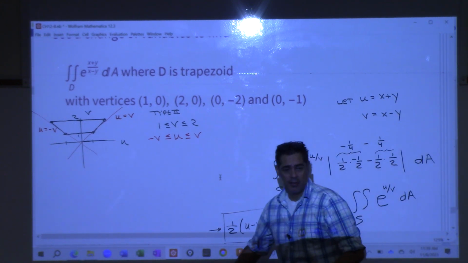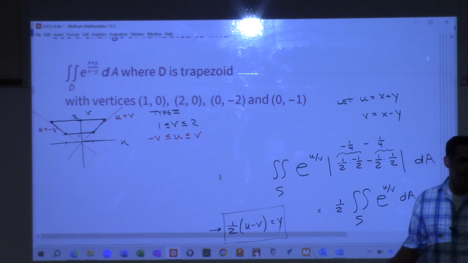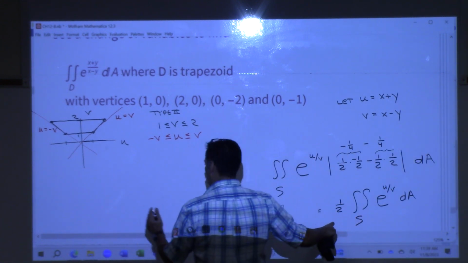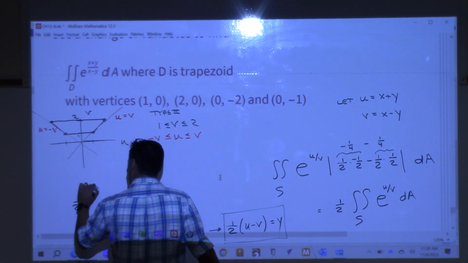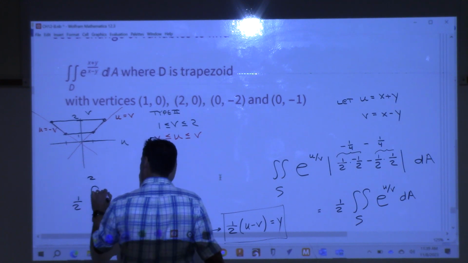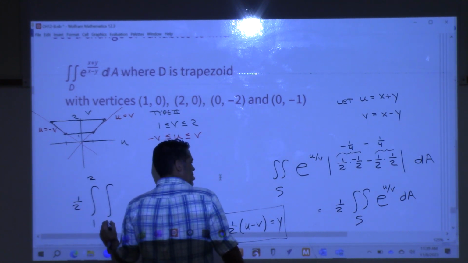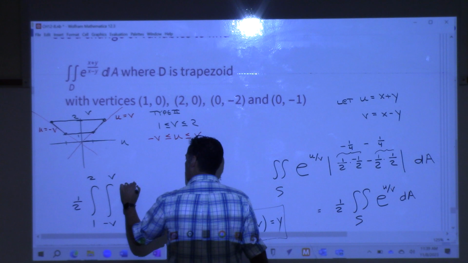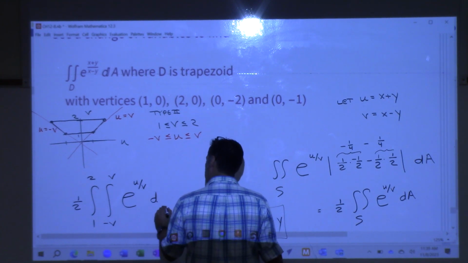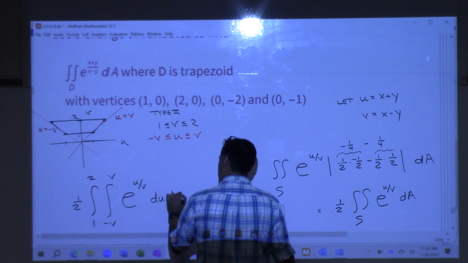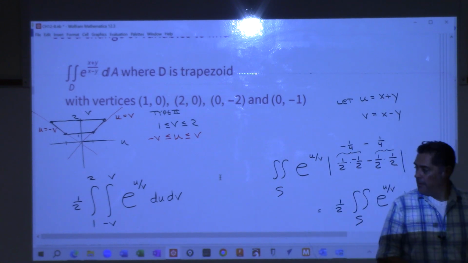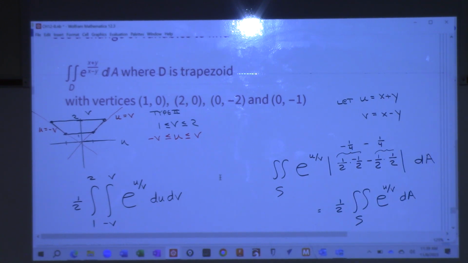And now set it up, right? So now the order is not up to me. I have to do it in the order here because it's not a rectangle. So I'm ready for the final integral. It's going to be 1/2 integral from 1 to 2, integral from negative v to v, of e to the u over v du dv. And can you integrate this with respect to u? Yeah, because the v is a constant on the bottom, right? So you can just scale it.